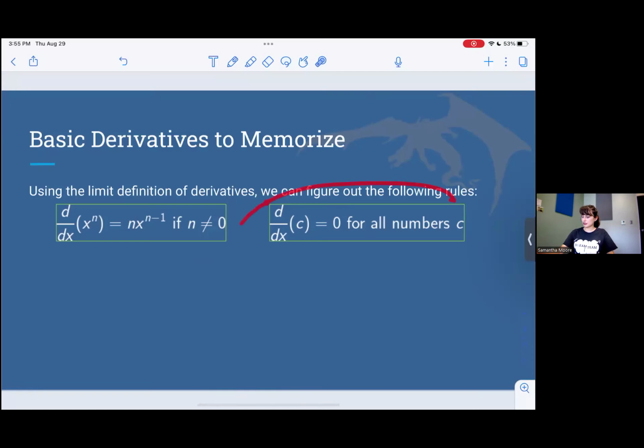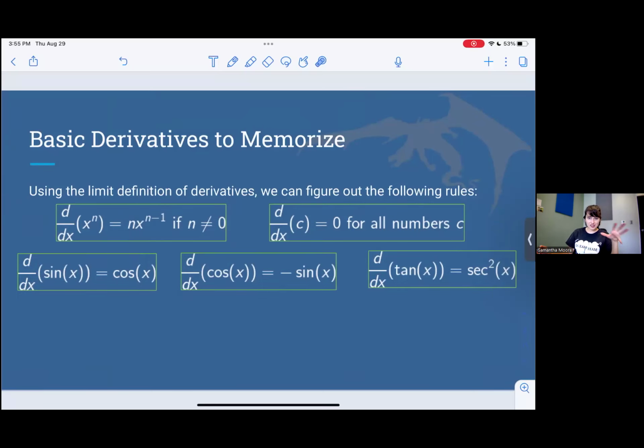In particular, we can also look at the derivative of just constant functions. I claim the derivative of a constant function is 0. So for any constant function, the derivative is 0. So the derivative of the function y equals 7 is going to be 0, and so forth.